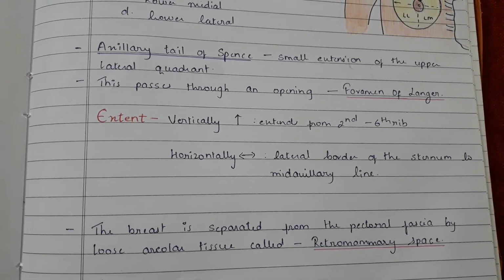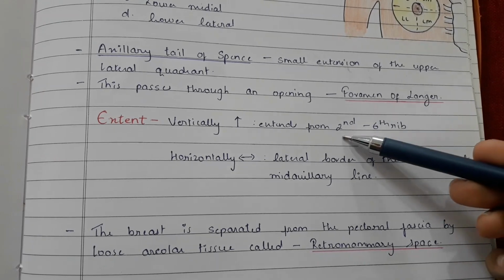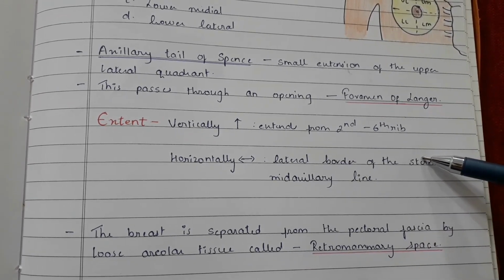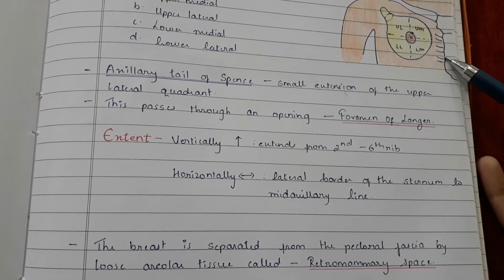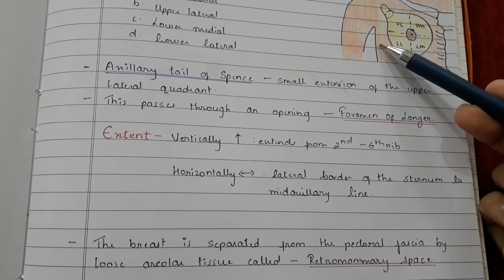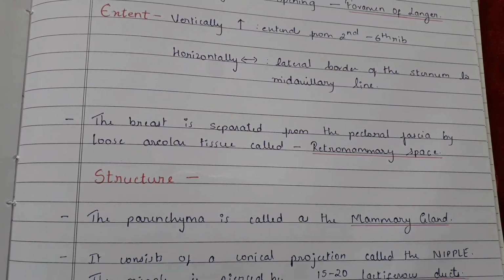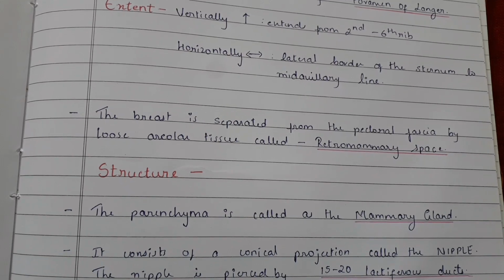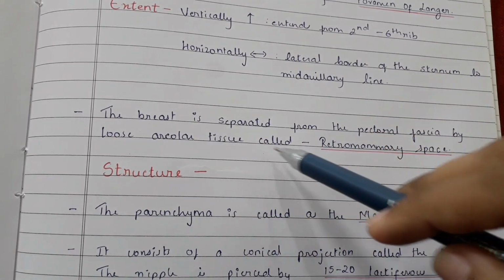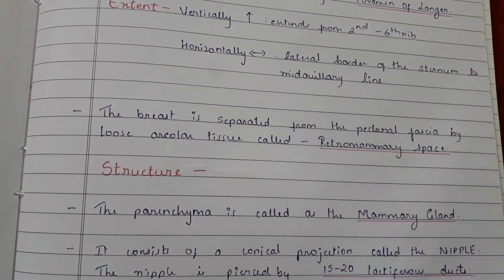Extent of the breast. Vertically, it extends from the 2nd to the 6th rib, and horizontally, it extends from the lateral border of the sternum to the mid-axillary line. The breast is separated from the pectoral fascia by loose areolar tissue called the retromammary space.